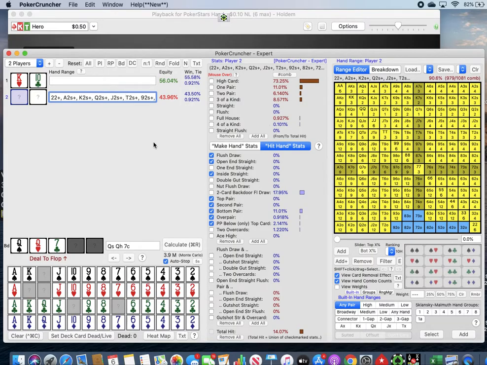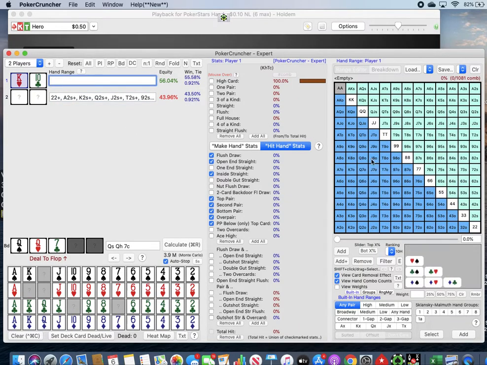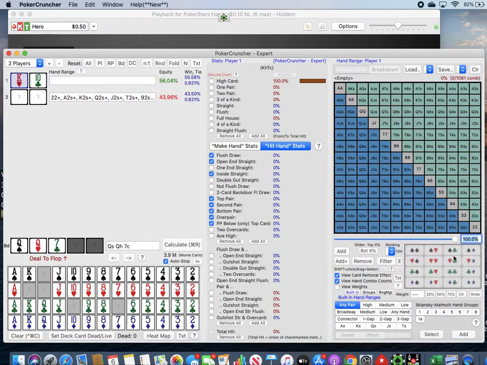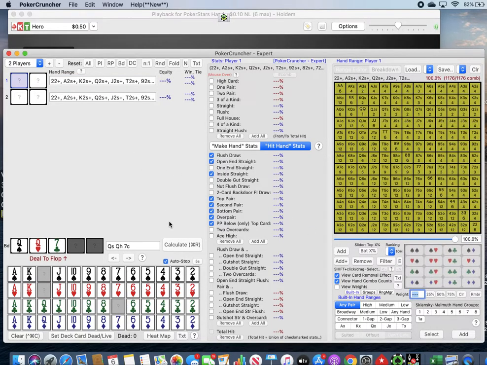The important part here, and we'll do an exercise here, we're going to take King 10 out of my range. We're going to give us 100% of hands. And we're going to redo the math.